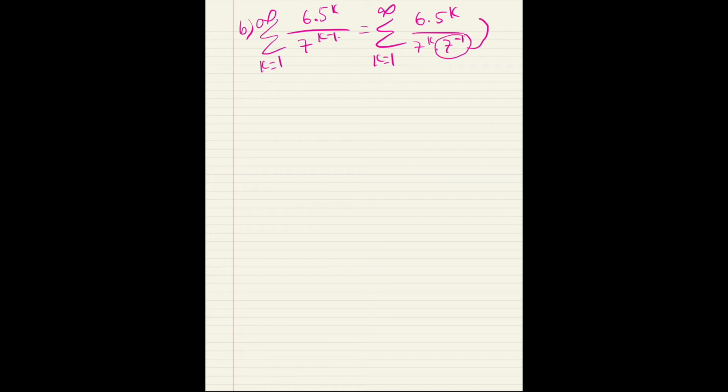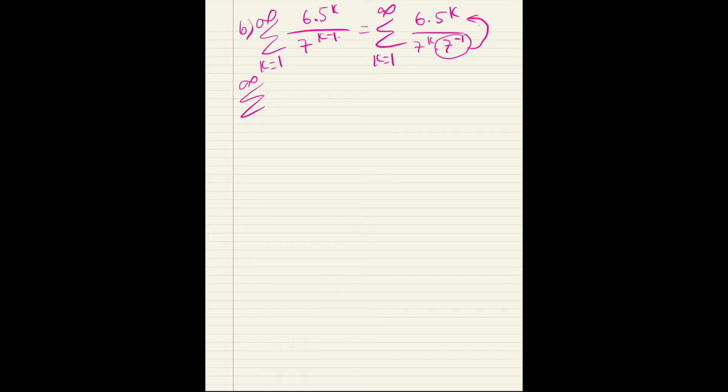For question B, it is the series over k of 6 times 5^k over 7^(k minus 1). So this one is the same as the first one that we did. This one equals the series from k equals 1 to infinity of 6 times 5^k over 7^k times 7 to the minus 1. Because it's minus 1, we can move it up to the numerator.